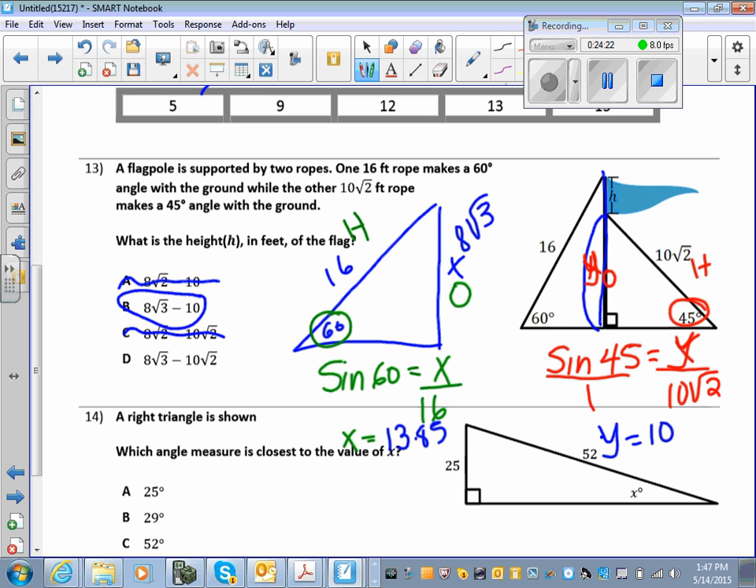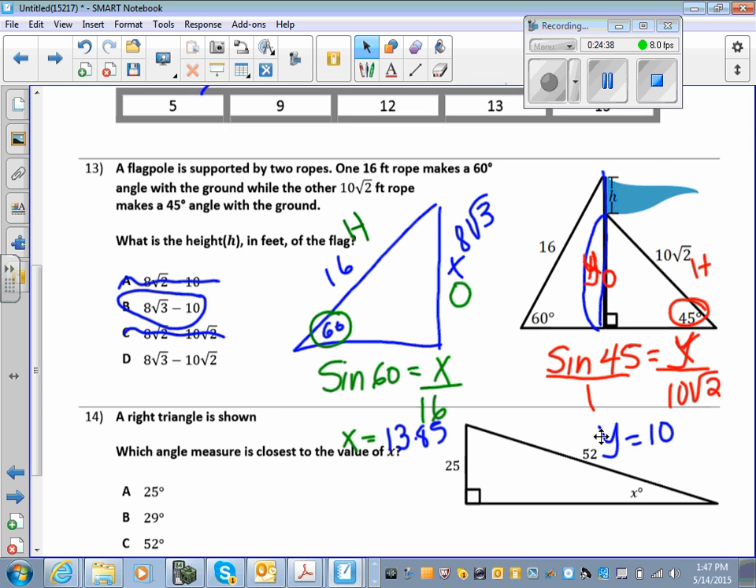So when you have two triangles overlapping, or when two triangles are given, don't panic and just say, oh, I don't know this, and just pick an answer. See if you can separate those triangles and see if you can solve them. Okay? That way it makes it easier for you to solve.